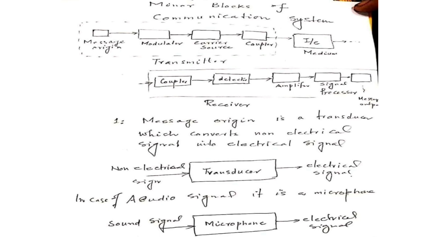What is a message origin? It is a transducer, and we know that a transducer converts the electrical signal into a non-electrical signal and the non-electrical signal into an electrical signal. So message origin is basically a transducer, and this transducer converts the non-electrical signal into an electrical signal.